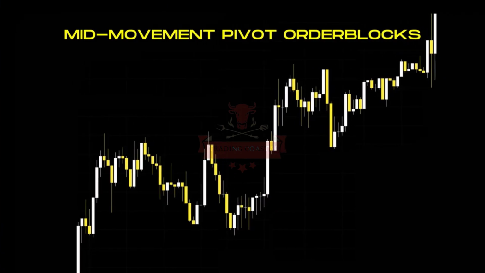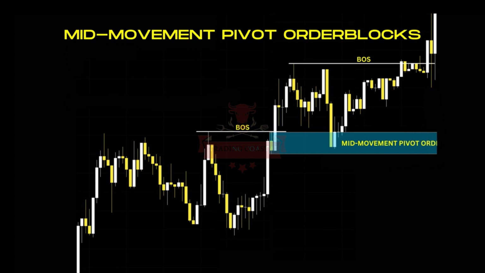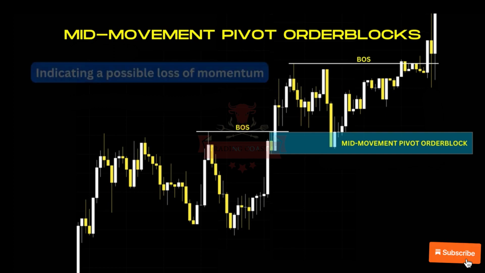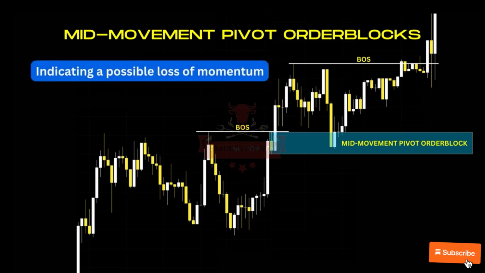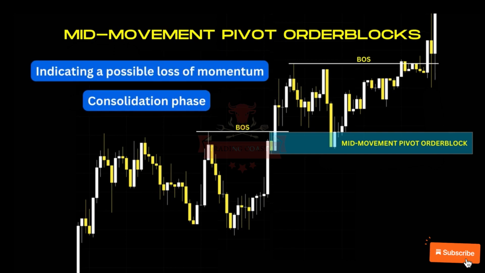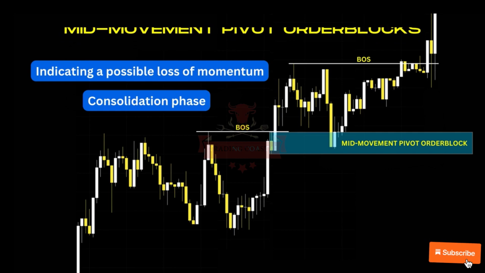The psychology behind this block is, we consider the zones as potential reversal areas where price has a tendency to reverse and change direction upon reaching them. They serve as important signals indicating a possible loss of momentum or a consolidation phase in the prevailing trend. Consequently, we monitor the zones in the market as potential reversal zones that require closer attention.